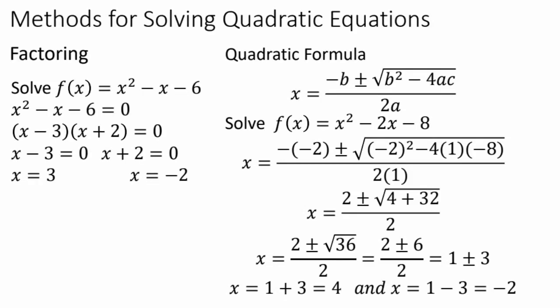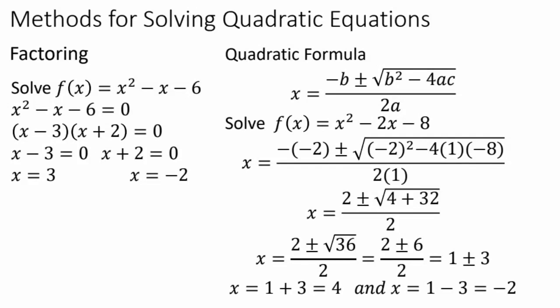So basically on this one it's just plugging in and solving. So the first thing, when we are given the function x squared minus 2x minus 8, we need to know what our a, b, and c values are. So hopefully all can see that a is 1, b is negative 2, and c is negative 8. So I'm going to plug in those values: negative b, which is negative negative 2, plus or minus the square root of negative 2 squared minus 4 times 1 times negative 8, all divided by 2 times 1.